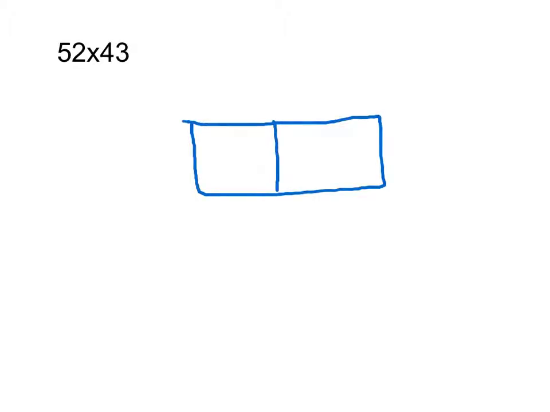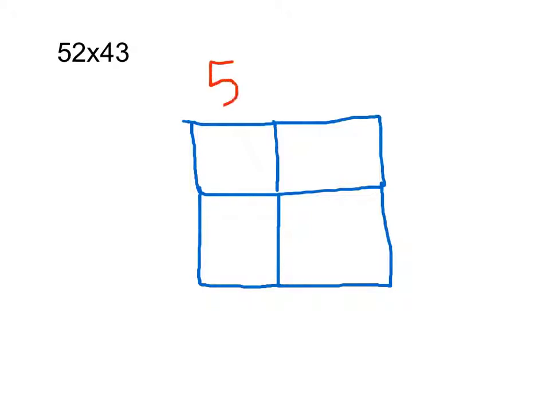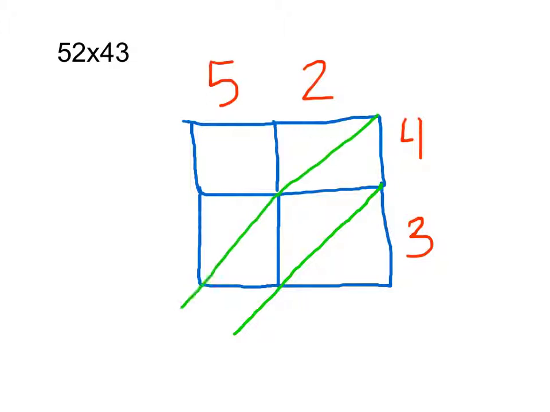I start with 2 boxes up top, and I'm going to draw another box over to the side since it's 2 digits by 2 digits. And then you're going to fill it in so it looks like a square. You can then put your problem in, which would be 52 times 43. And once you have your problem, you need to go ahead and draw your diagonal lines.